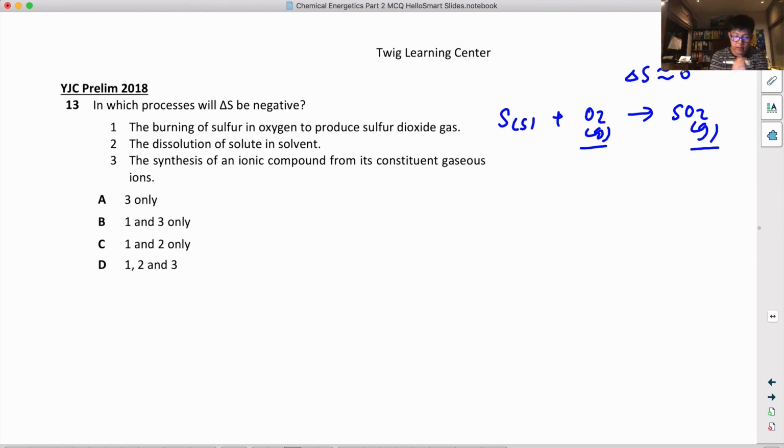Dissolution of a solute in a solvent. Sometimes this can be positive or negative, so I'll put a question mark first. The synthesis of an ionic compound from its constituent gaseous ions. So gaseous ions to a solid, it becomes more ordered, which means change in S is negative. So 3 is surely correct. Since 1 was already wrong, if you cancel out 1, B, C, and D are already wrong. So the answer is only A.